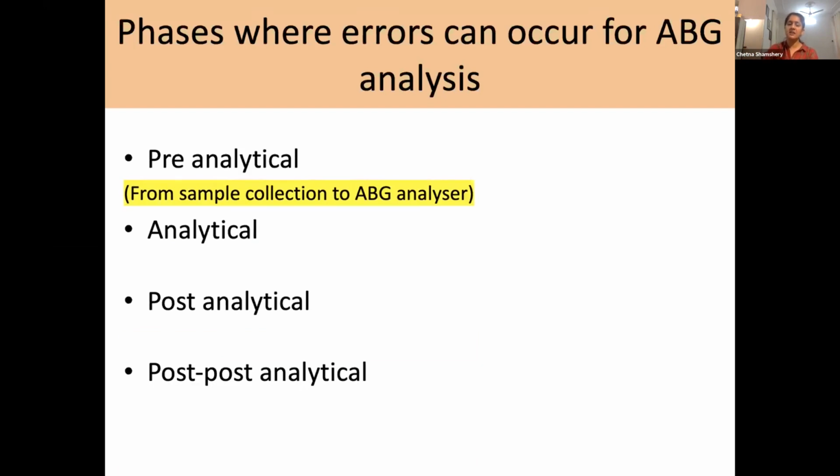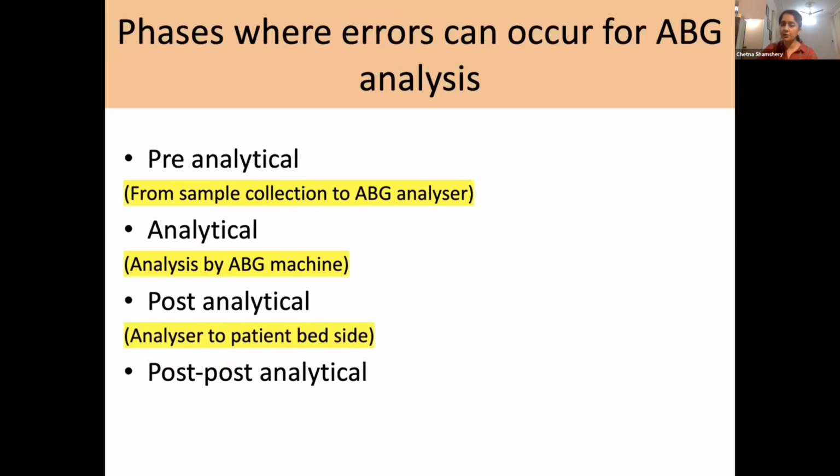Analytical errors are anything related to calibration of the machine. If the machine has analyzed that sample wrong, it is known as an analytical error. After that analysis, all the errors from the analyzer to the bedside, till the point the doctor sees it in the ward, can be a delay in sending the ABG. Second, it can be that X person's ABG is sent to Y person's bed. All those errors come in a post-analytical phase.